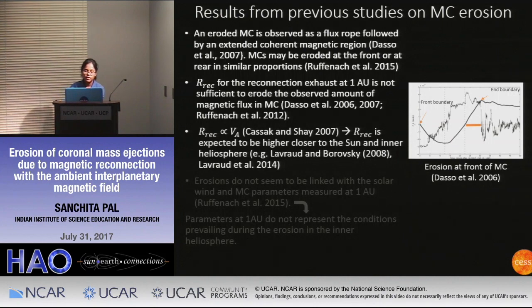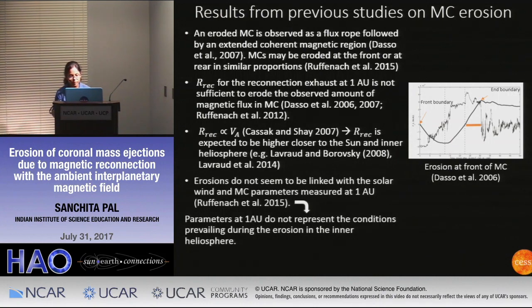Another important result is that people have tried to find the eroded flux relation with the 1 AU local solar wind parameters, like the Alfvén speed and the change of Alfvén speed, but they could not find any correlation between these two. This is further evidence that the erosion is not happening at 1 AU; it is happening far before 1 AU.